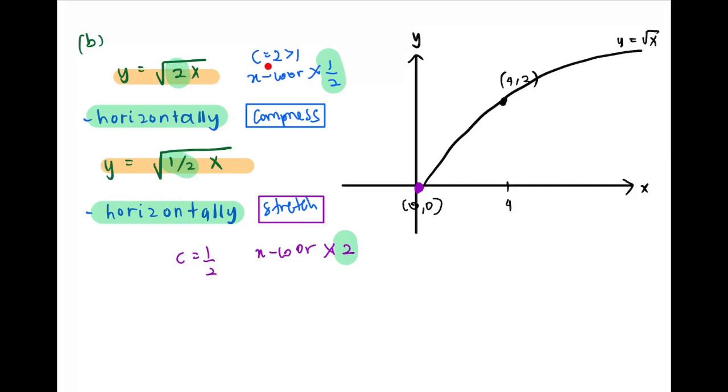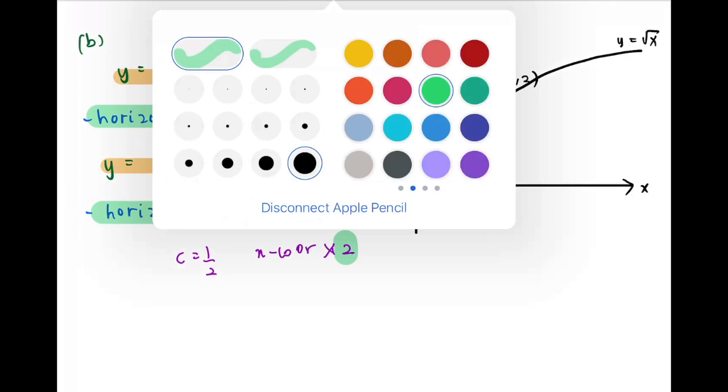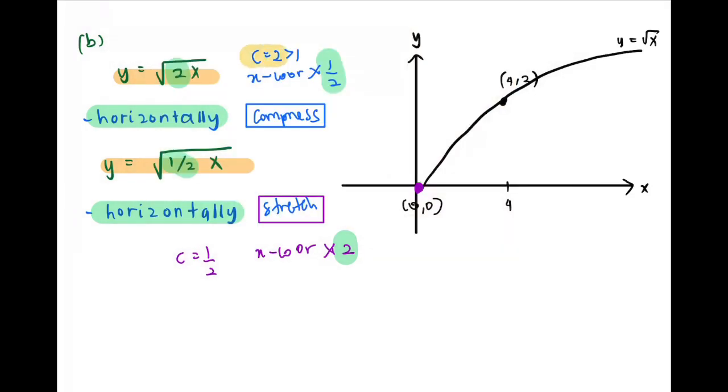So now your C is equal to 2. When your C is equal to 2, 2 is more than 1, meaning that this will be compressed. So if this is compressed horizontally, what you want to do is take the x coordinate and multiply by 1 over C. So take the x coordinate and multiply by 1 over 2.